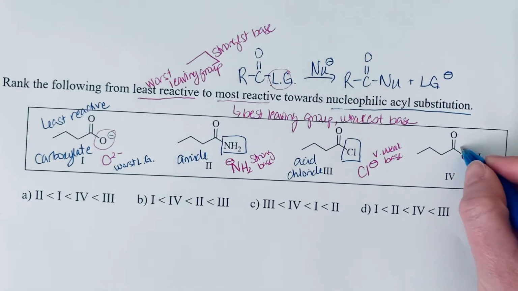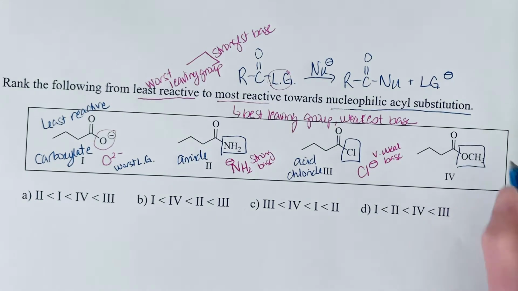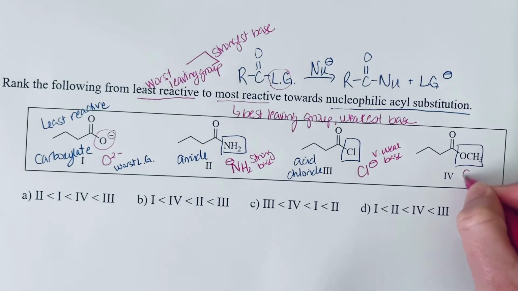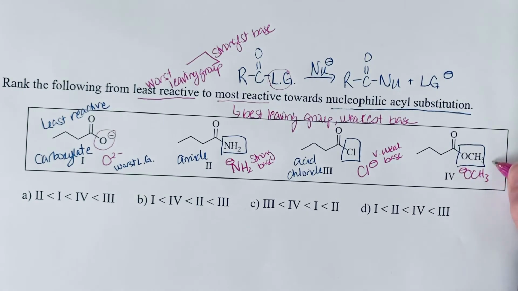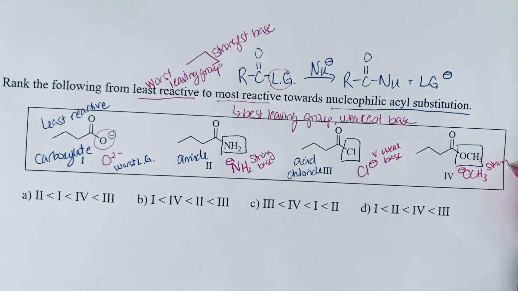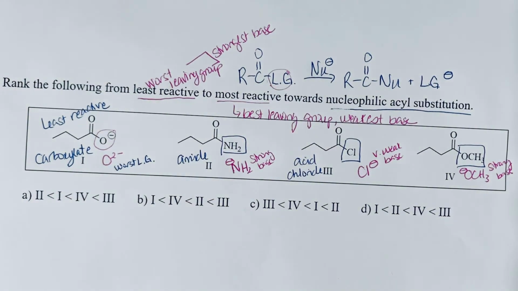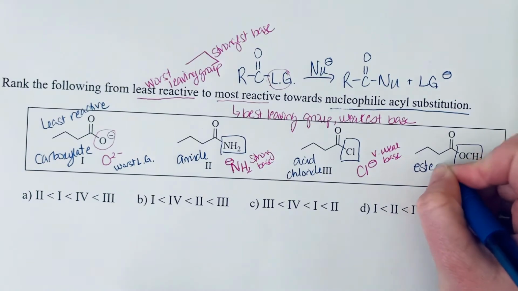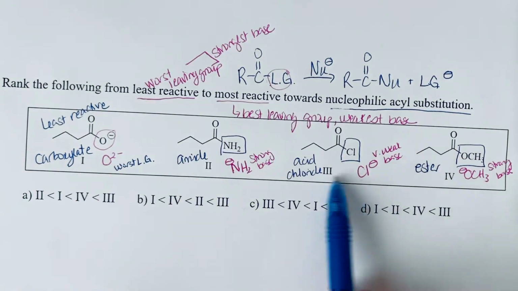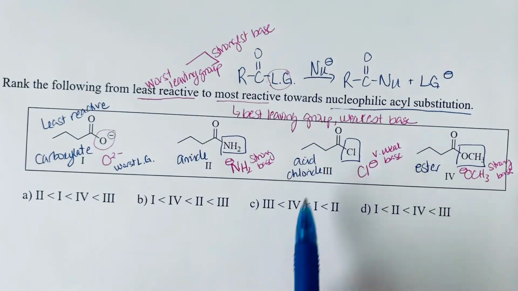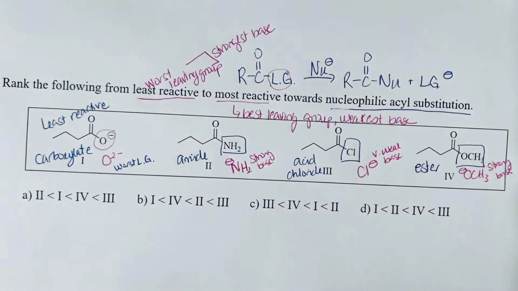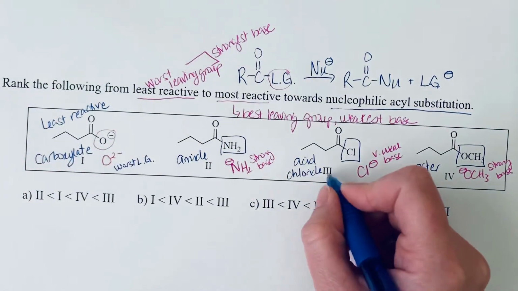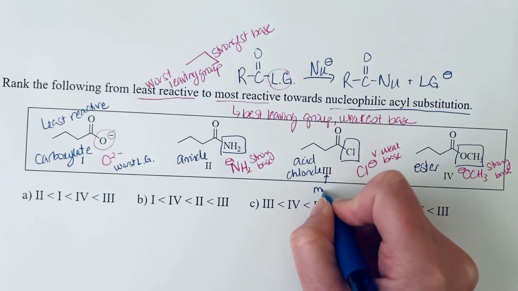All right, and for the last one, if this were to leave, you would lose the alkoxide. So this is also a strong base. All right, so we found our terrible leaving group in the first one. And this functional group here for 4 is an ester, so we should label that. Here where we have a weak base, this is our most reactive. So we found the least reactive. Number 3 here is the most reactive.